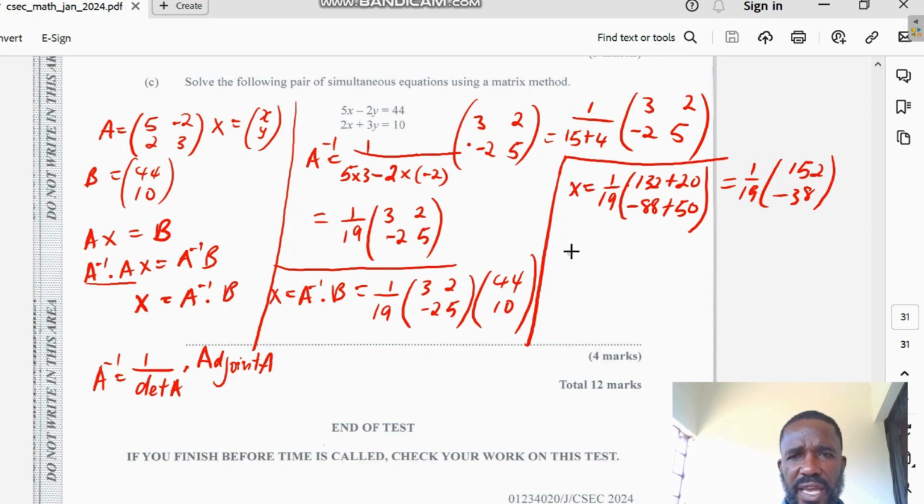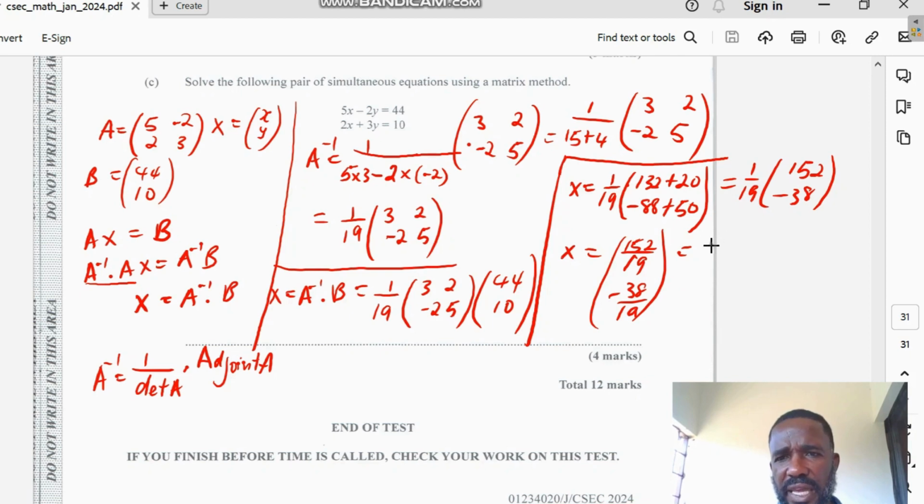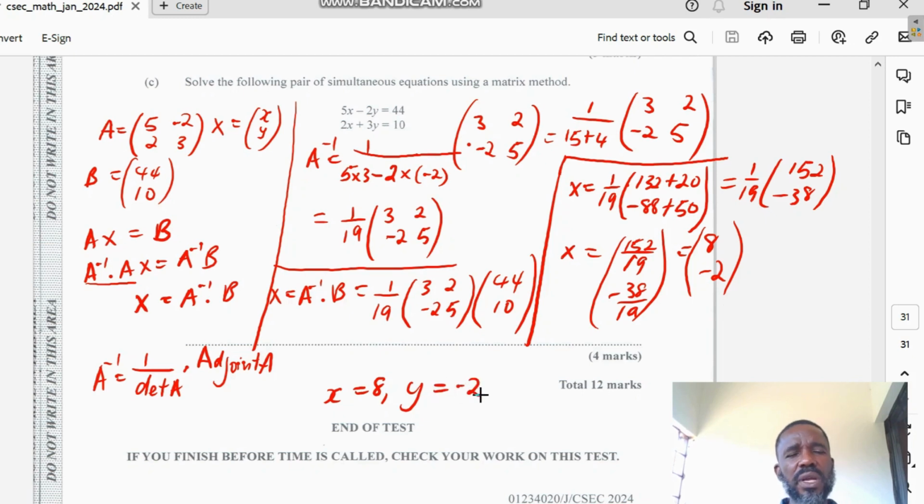Therefore X is equal to 152 divided by 19, and negative 38 divided by 19. So that is equal to 8, and that is equal to negative 2. 152 divided by 19 is equal to 8. So that would mean that x is equal to 8 and y is equal to negative 2, and that's how we go about solving these questions.